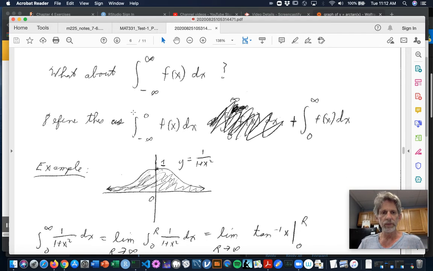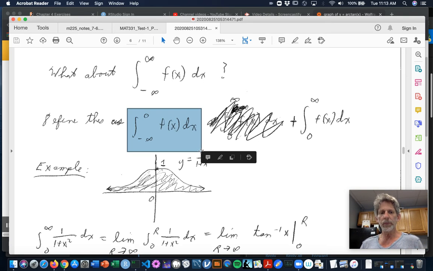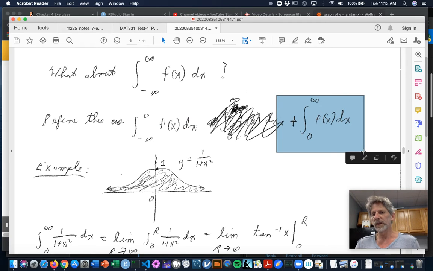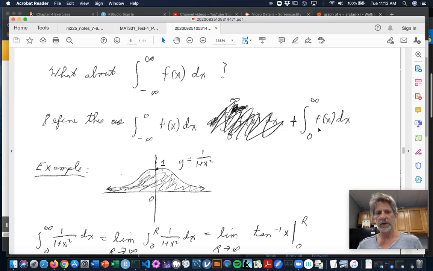What should you do? The books define such an integral as the improper integral from minus infinity to 0 of f of x plus the improper integral from 0 to infinity of f of x dx. It actually doesn't matter where you break it up. You could break it up at 0 or negative 3.2 or 5.8. Doesn't matter. But break it up into two pieces, and you'd get the same result any time.